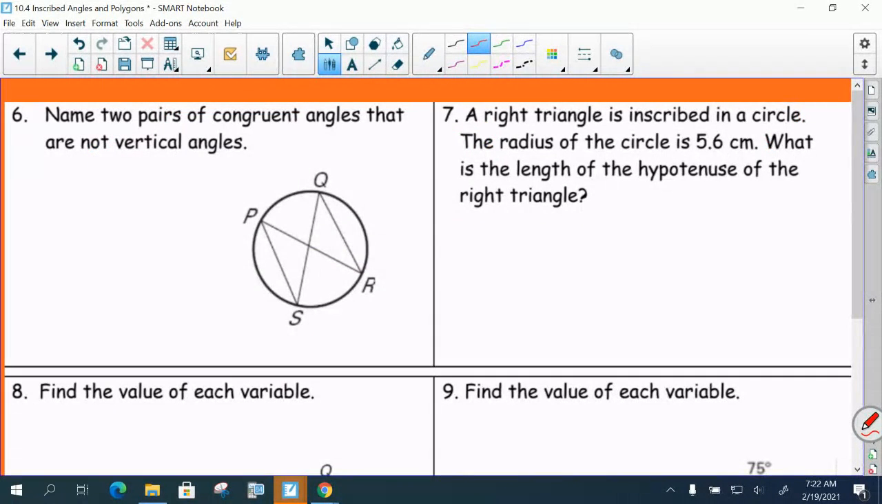All right, a couple more. Name two pairs of congruent angles that are not vertical angles. Okay, so they're saying just don't name these ones. All right, so we could do P and Q. So angle P is congruent to angle Q because they both intercept arc SR, or we could say angle S and R.